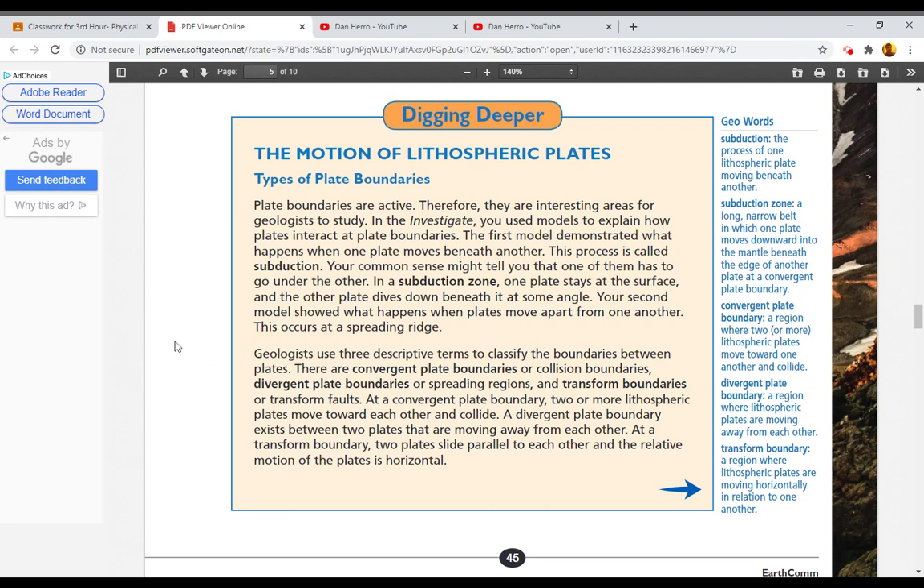Geologists use three descriptive terms to classify the boundaries between plates. There are convergent plate boundaries or collision boundaries, divergent plate boundaries or spreading regions, and transform boundaries or transform faults. At a convergent plate boundary, two or more lithospheric plates move toward each other and collide. A divergent plate boundary exists between two plates that are moving away from each other. At a transform boundary, two plates slide parallel to each other and the relative motion of the plates is horizontal.